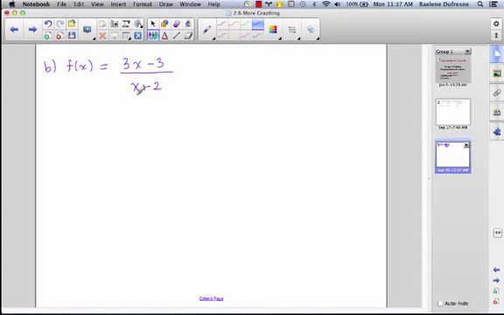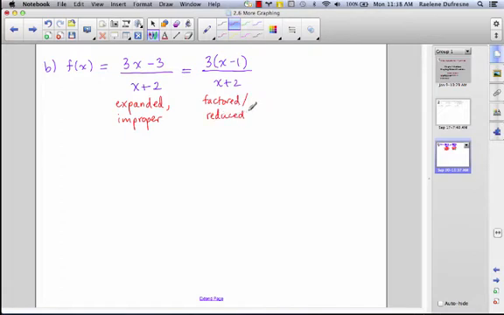and we want to express the function both in the original, probably expanded, improper fraction form. I'll write that under here. Expanded improper is likely how the function will be given, but not always. And we can write it in factored and, if possible, reduced, and still improper form. And we can also write the function in proper fraction form.